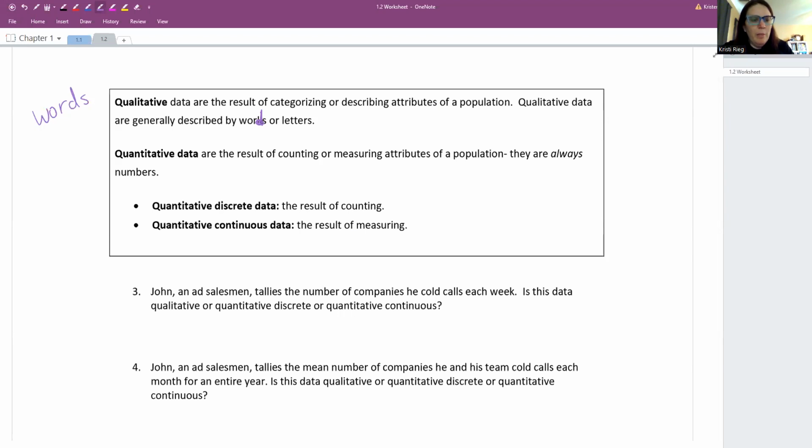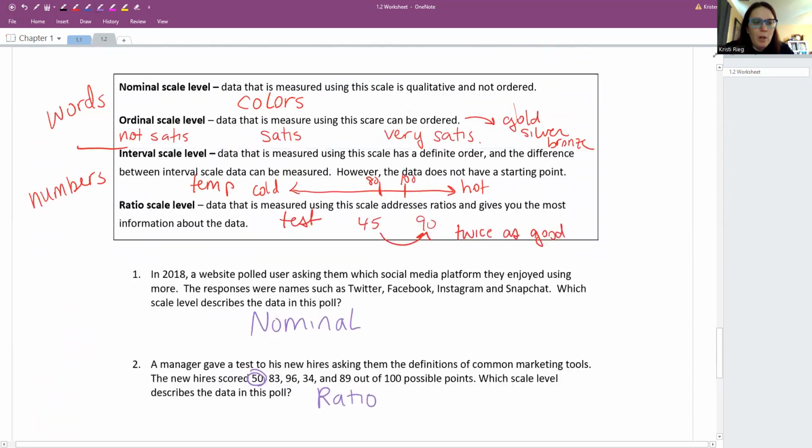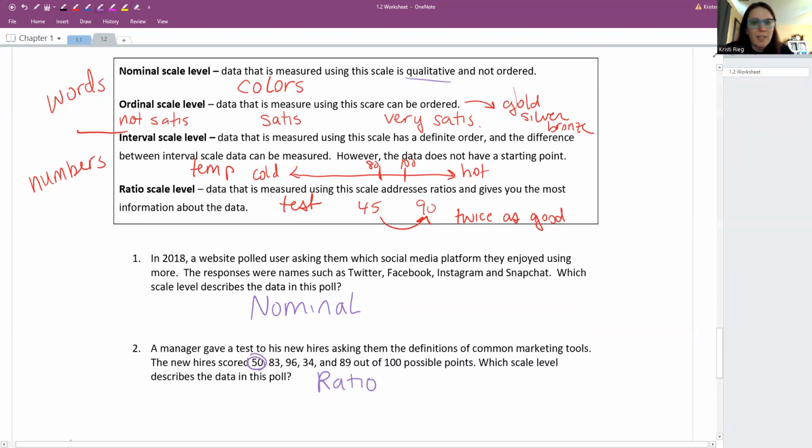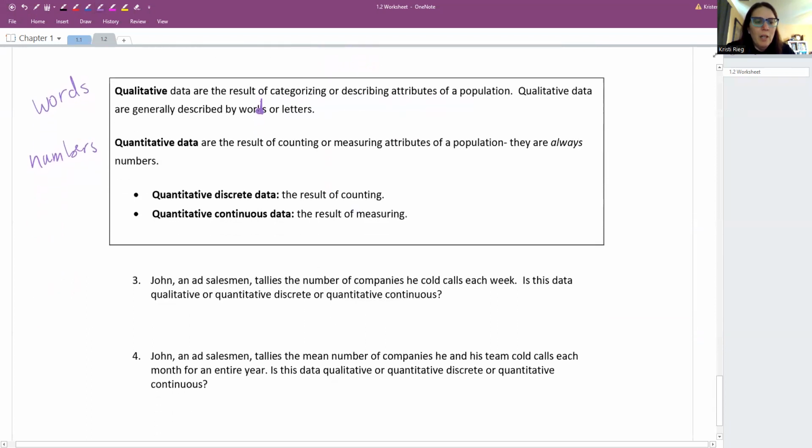Quantitative is numbers. So up above real quick before we go into this example, here we have qualitative. Those top 2 are words. The bottom 2 are numbers. So those are quantitative. Think about a quantity. You use the word quantity. That means how many do you have? That's a number. Okay. With quantitative data, we have 2 types.